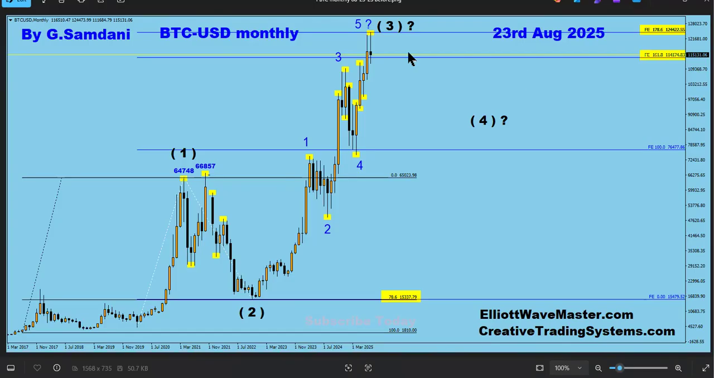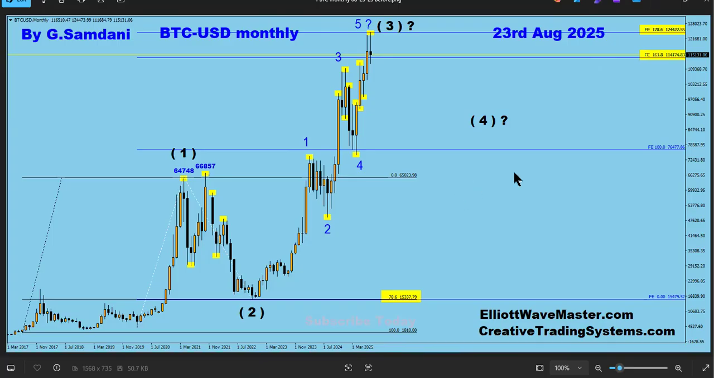A few old charts. This is the chart I made in August 2025, finishing wave three. This is Elliott wave one. This is wave two, a 78% retracement, A, B, C correction. Then one, two, three, four, five, wave three. And I said, well, this is the end of it. Usually wave three ends in this territory, right? After that, it's supposed to drop for wave four into this area.